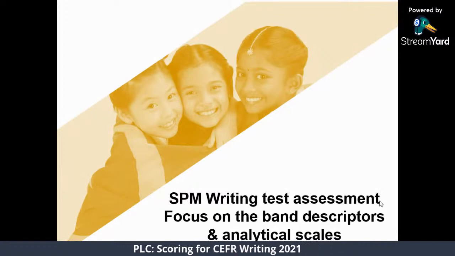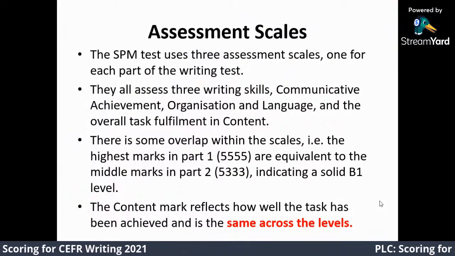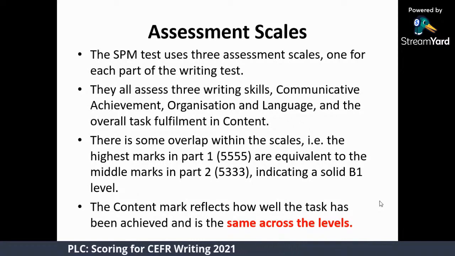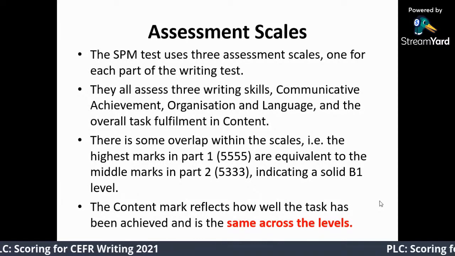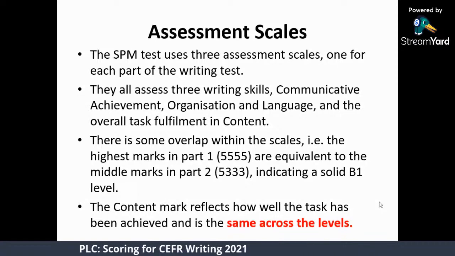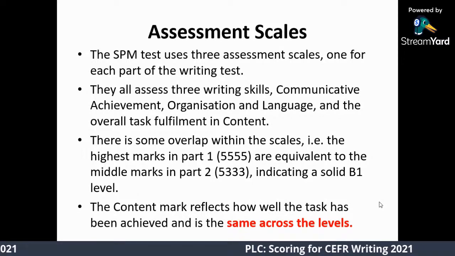Okay, next. So here are the band descriptors. There are three different scales. So when you mark part one, you should only look at part one assessment scales, and for part two and part three as well. And they are actually in the writing assessment guideline, which will be given to you later. It's in a Google Drive, so you can just follow that. I think it's on page 18 onwards. Sorry, page 19, 21, and 23.